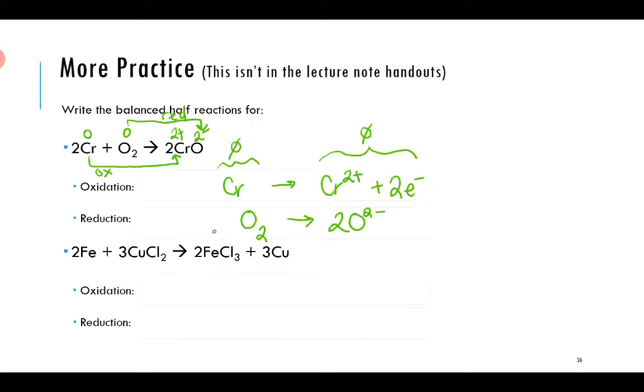All right, so now let's look at our charges. We have 0 over here right now, and then over here we have 4 negative. 2 times minus 2 is 4 negative. Now, when we add electrons to this half reaction, we have to go to the lower of the two numbers, which is 4 minus. And so I'm going to need to add 4 electrons to my reactant side of the equation. Now both sides add up to 4 minus.